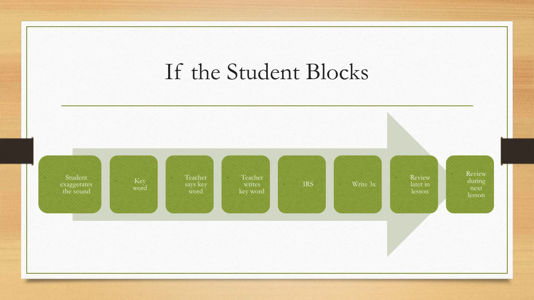Thus, it is time to use IRS. The teacher has isolated the sound and should then ask the student to read a few words and spell a few words using that sound. The student will then write the letter or letters on paper 3 times while saying the sound aloud. The teacher will review the difficult phoneme during the blending drill and spelling portions of this lesson.